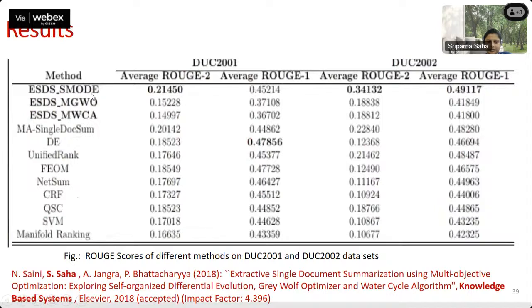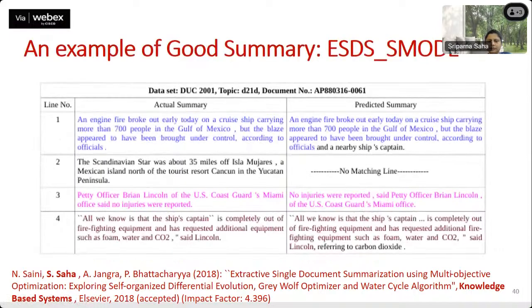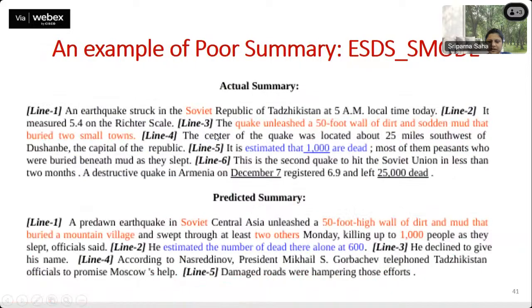The first three are the differential evolution based approach, the Grey-Wolf optimization based approach, and the water cycle optimization based approach. The differential evolution (DE) based approach is giving us the highest ROUGE score value of 21%. And for DUC 2002 also, the DE based approach is giving us a ROUGE-2 value of 34%. So these are some of the results. You can see the predicted summary mostly matches the gold standard summary. Here also you can see there are some hallucinations, but mostly there is a match.